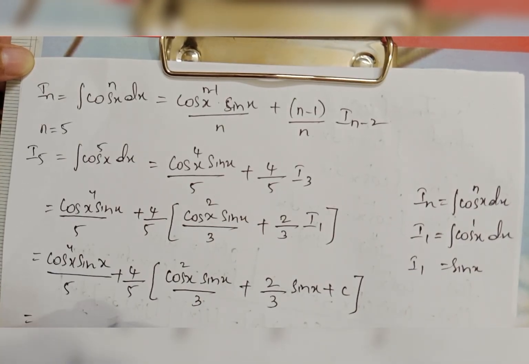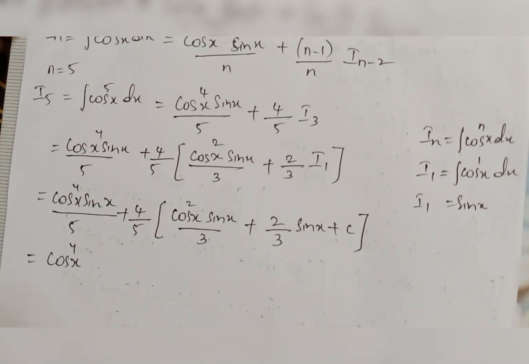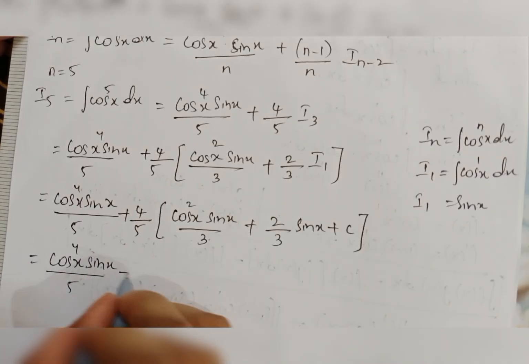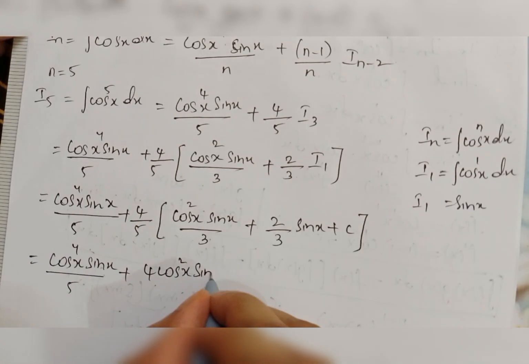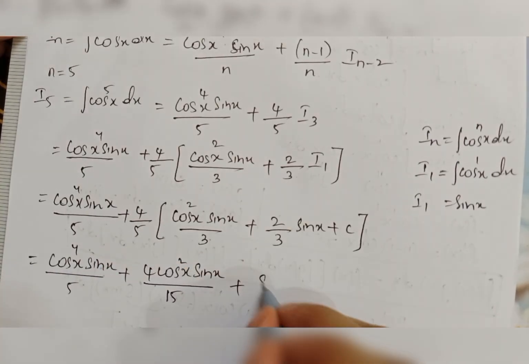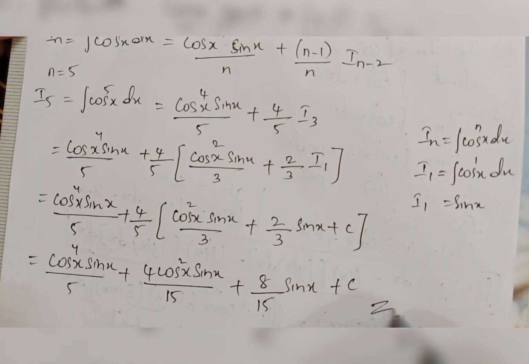Okay, now multiplying this 4 by 5 inside, so we'll get cos x power 4 into sin x by 5 plus 4 cos square x into sin x by 5 times 3 is 15, plus 4 times 2 is 8 by 15 sin x plus c is the answer.